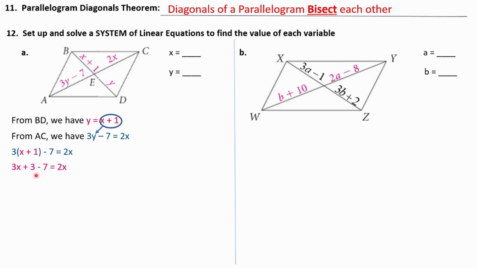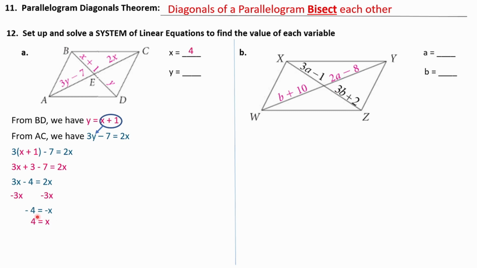Distributing that 3, I get 3x plus 3 minus 7 equals 2x. And then if I combine like terms, the 3 and the minus 7, I get 3x minus 4 is equal to 2x. If I subtract 3x from both sides, then I'm going to get that negative 4 is equal to negative x. 3x minus 3x, I've got no x's left on the left. 2 minus 3 is negative 1. And then if I divide by negative 1, I will get that x is equal to 4.